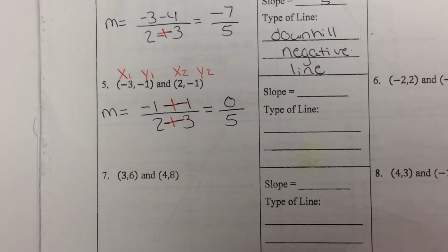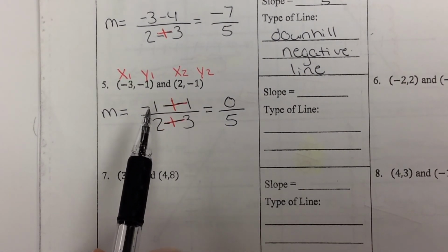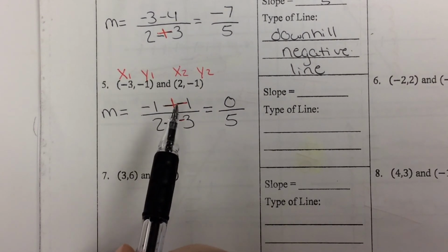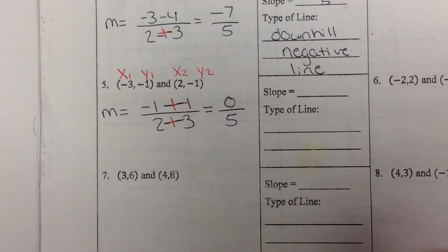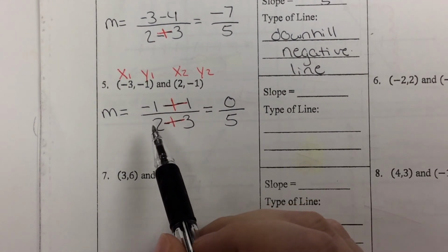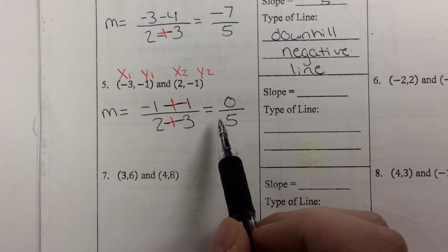Okay. Something's happening here. When we plug in our numbers, we have negative 1 minus negative 1. Double negatives make a positive. So we have negative 1 plus 1. That's going to be 0. On the bottom, 2 minus negative 3. Double negatives make a positive. That comes out to be 5.